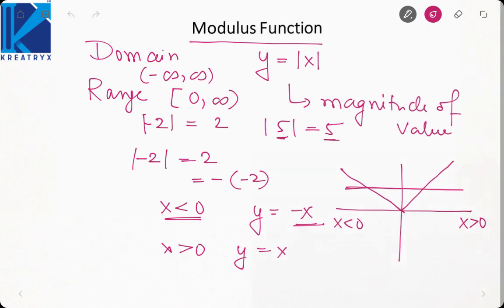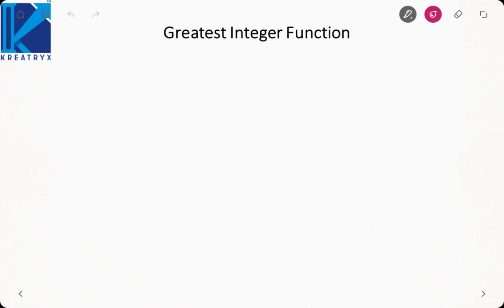The next function that we are interested in is known as the greatest integer function. As the name suggests, greatest integer. So it gives me the greatest integer which is just less than the given value. Suppose I give you 2.5. What is the biggest integer that is less than this? It will be 2. What about 1.97? What is the biggest integer that is less than this? It will be 1.